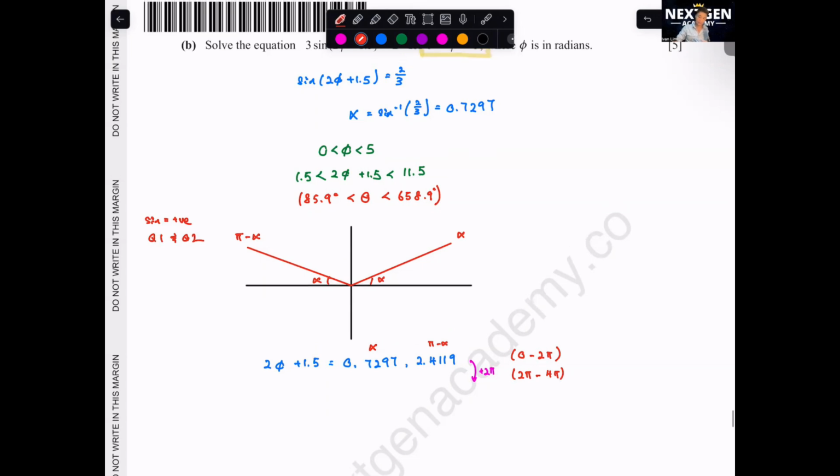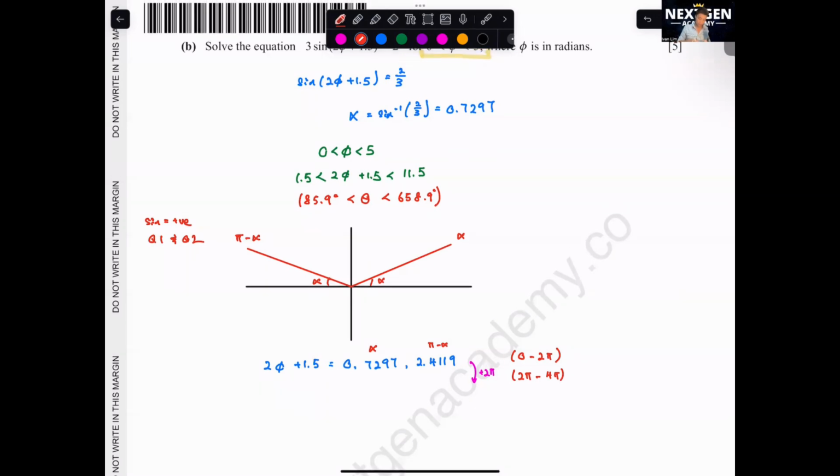4 pi will be equivalent to 12 point something. So it'll be slightly above this one. So just take these two values, add 2 pi and 2 pi. We get 7.0129. Then here, 8.6591.